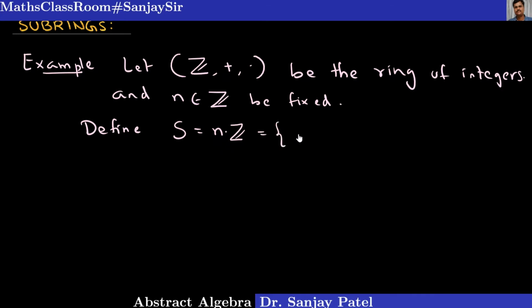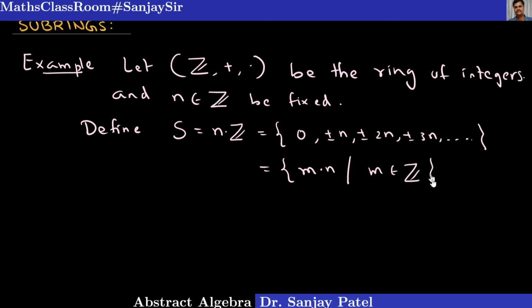So n into 0 will be 0. If you take n into 1, you will get n, and n into minus 1, you will get minus n. So it contains plus or minus n, plus or minus 2n, plus or minus 3n, like that. So it is nothing but the set of all integers of the form m into n, where m belongs to Z. And remember, this n is fixed. For example, if n is equal to 3, you will get 0, plus or minus 3, plus or minus 6, plus or minus 9, meaning all multiples of 3.